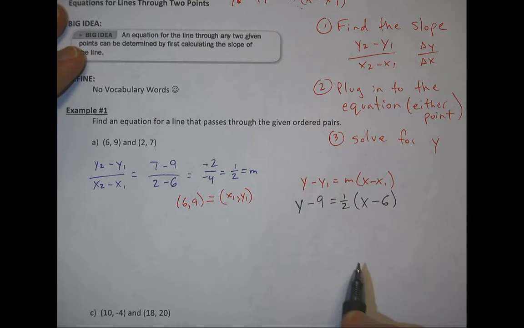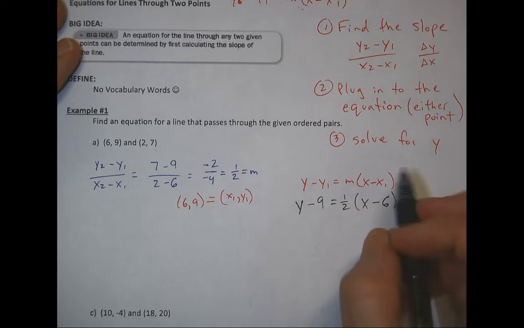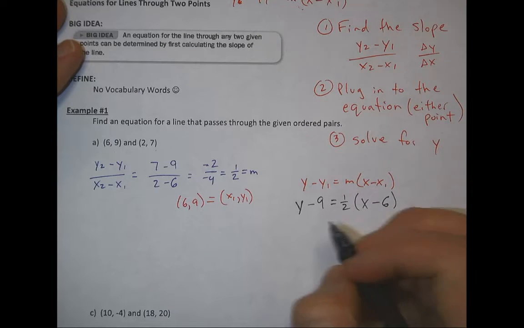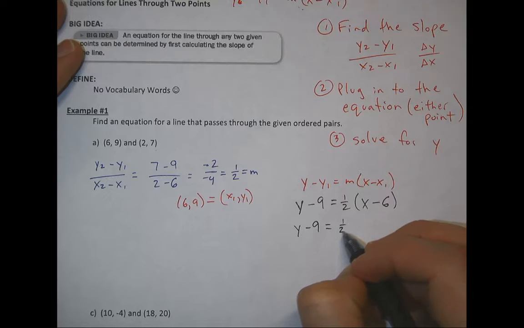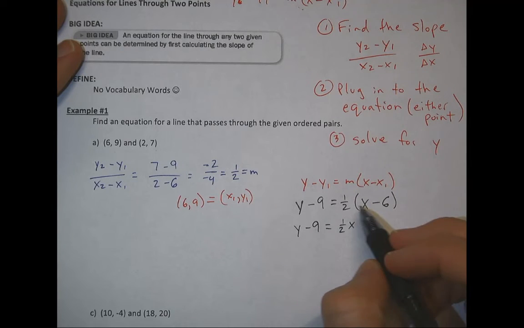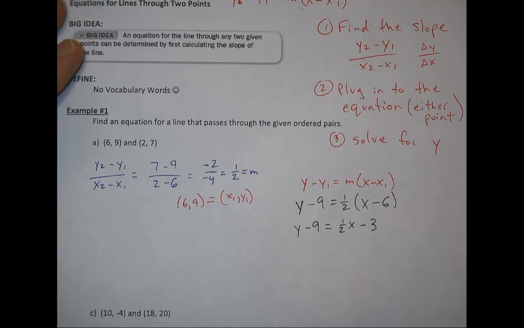All we have to do now is simplify and rearrange, solve for y. So first thing we're going to do is we're going to distribute. So I'm going to leave y minus 9 alone. 1/2 times x is just 1/2 x. And 1/2 times a negative 6 is a negative 1/2 of 6, 3. Nice and easy.